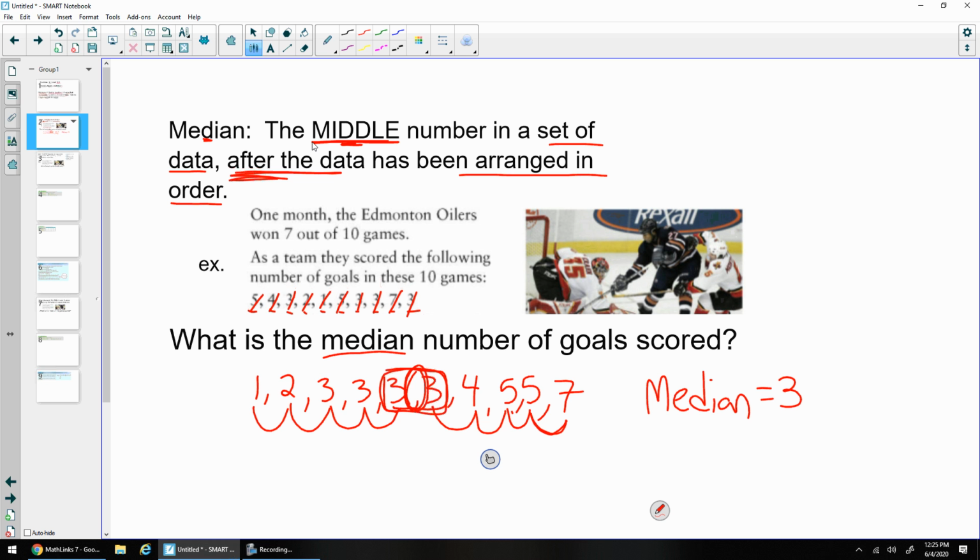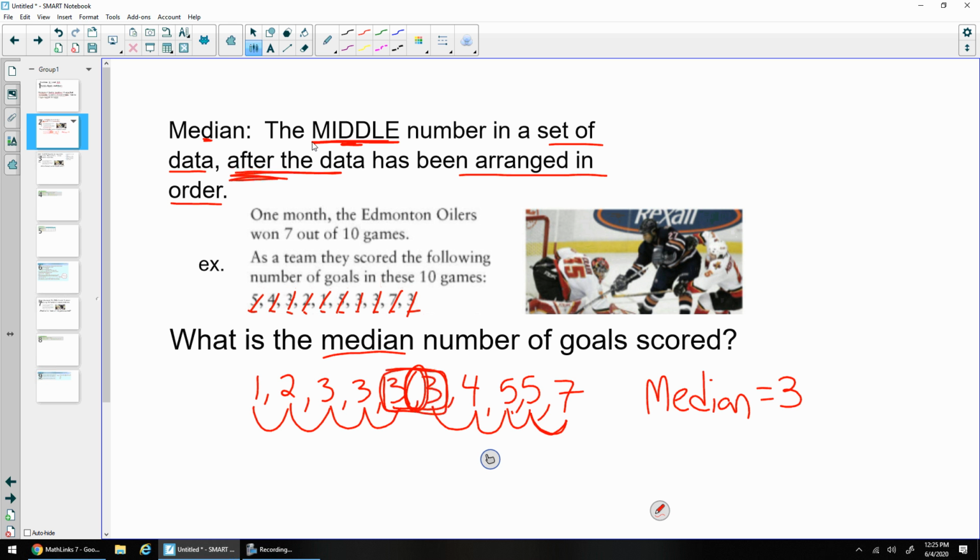Okay? So that's median. You're finding the middle in your set of numbers when they're arranged in order. Okay, mode. Mode is the most. You'll recognize that both mode starts with MO and most starts with MO. So hopefully you can remember that mode is the most frequently occurring number in the set of data.